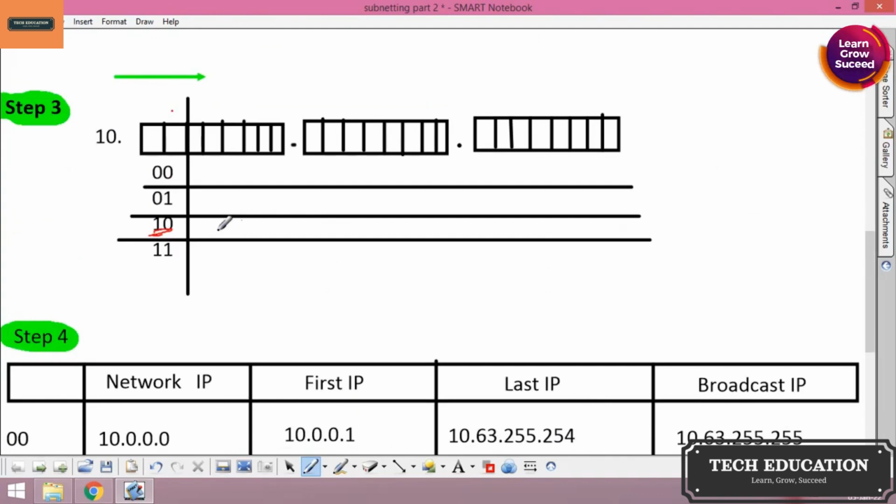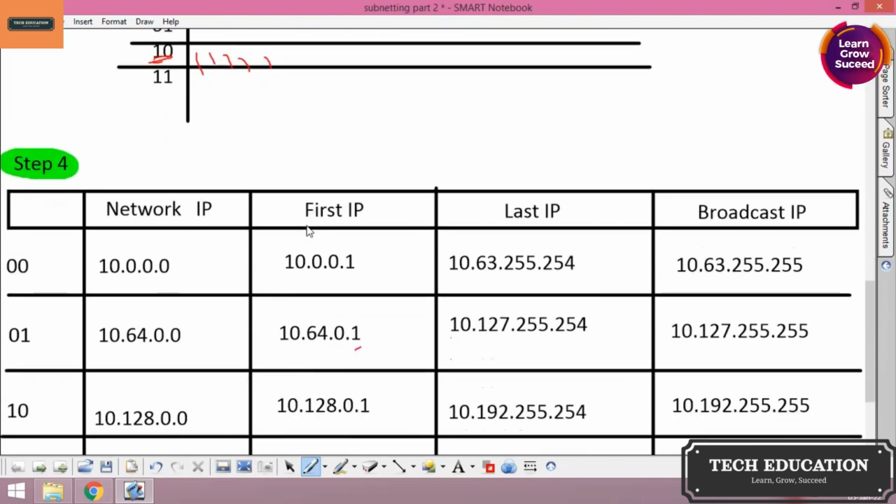So this side 1 1 1 1 1 1 is there. This is the last IP. So this side 255, this is 0 is there, so 64 is there: 255 minus 64, 192.